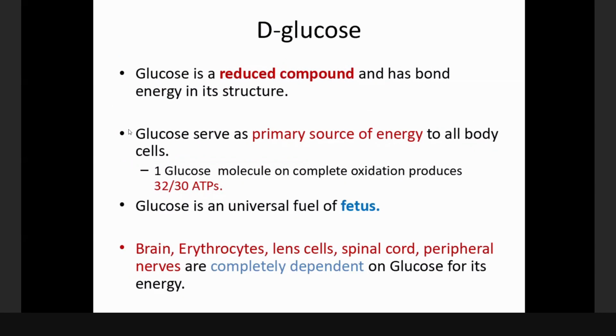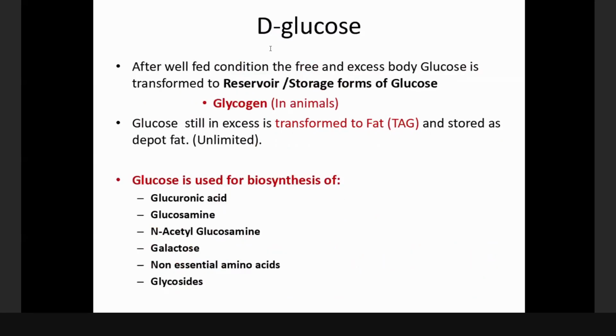Glucose, a reduced compound, has bond energy in its structure. Therefore, whenever glucose is oxidized, it will produce what? A high amount of ATP. And glucose, as you know, is the universal fuel for the fetus. These are some of the cells which are totally dependent on glucose as an energy source.